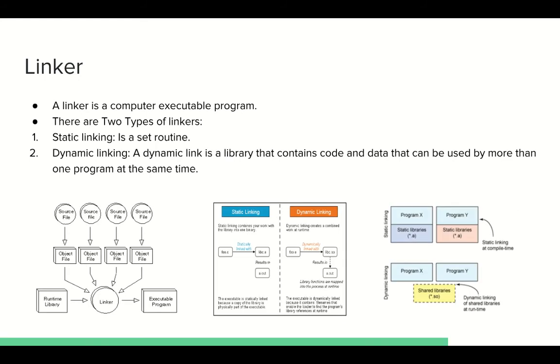A linker. A linker is a computer executable program. There are two types of linkers, static linker and dynamic linker. In computing, a linker or linker editor is a computer program that takes one or more object files generated by a compiler and combines them into a single executable file, library file, or another object file.